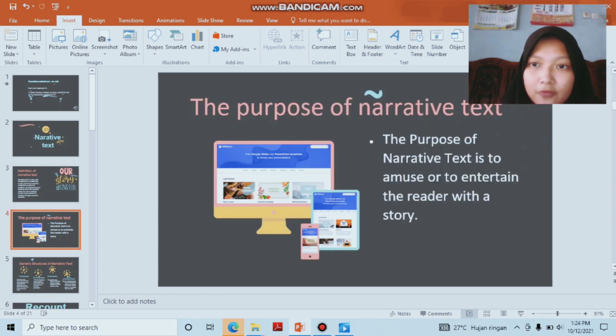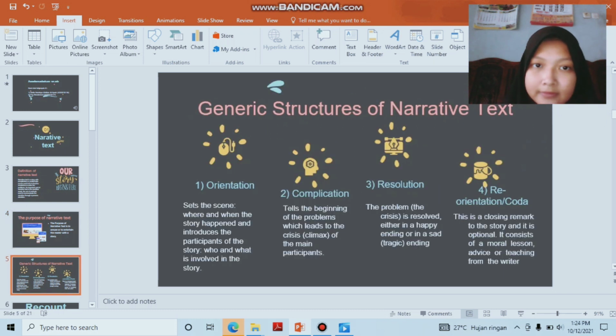The purpose of narrative text. The purpose of narrative text is to amuse or entertain the reader with a story. Generic structure of narrative text. 1 is orientation. Orientation is set the scene where and when the story happens and introduces the participant of the story, who and what involved in the story.